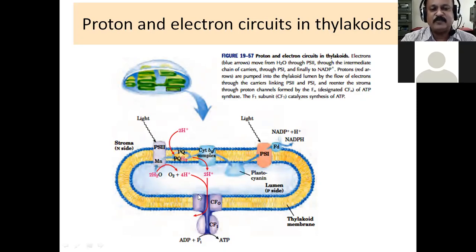And that is called cyclic phosphorylation, because electron coming from photosystem 2 is going back to photosystem 2.